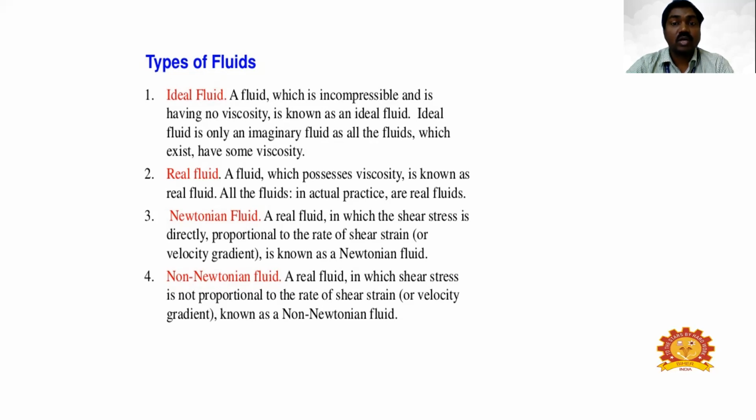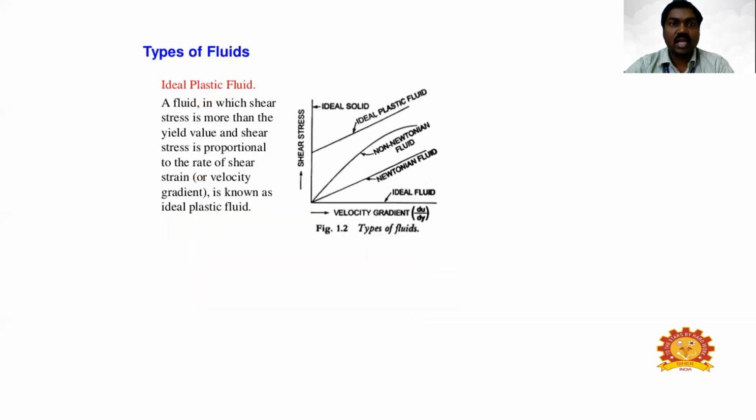So this is a velocity gradient. That is known as non-Newtonian. So this one is the ideal, the square and the plastic. This is actually the flow graphical method. It has been represented that the velocity gradient du by dy against shear stress.